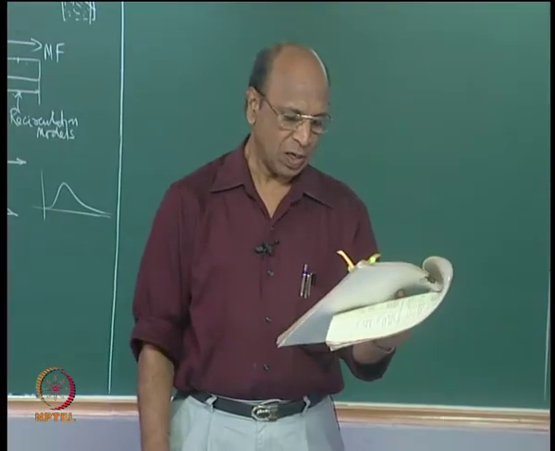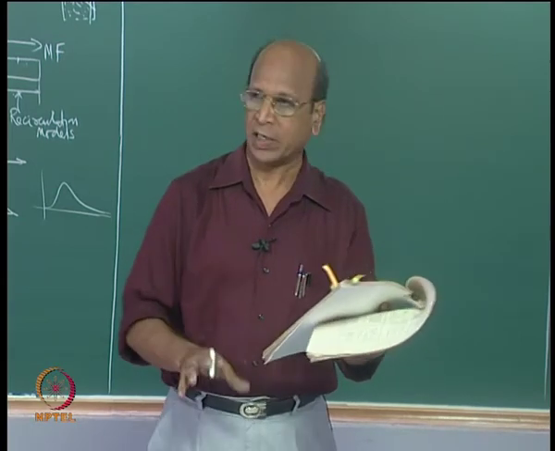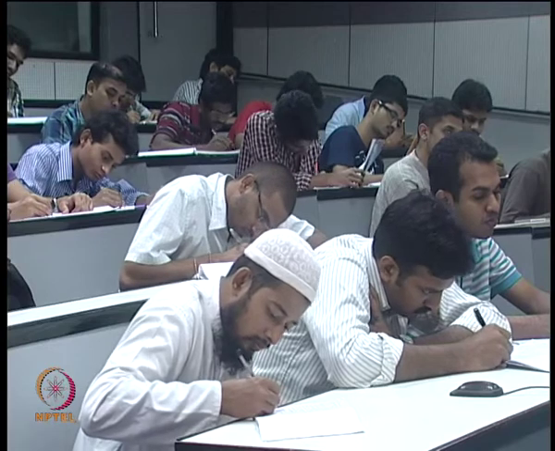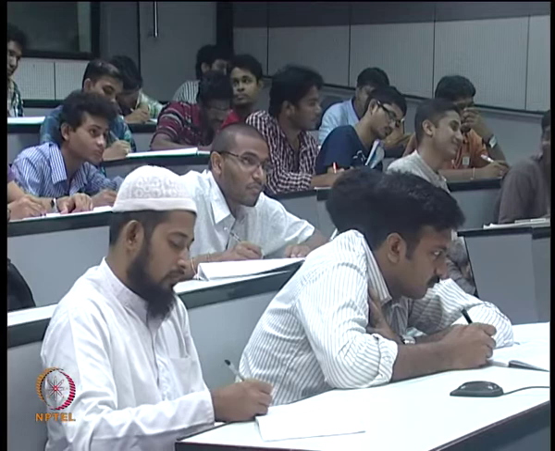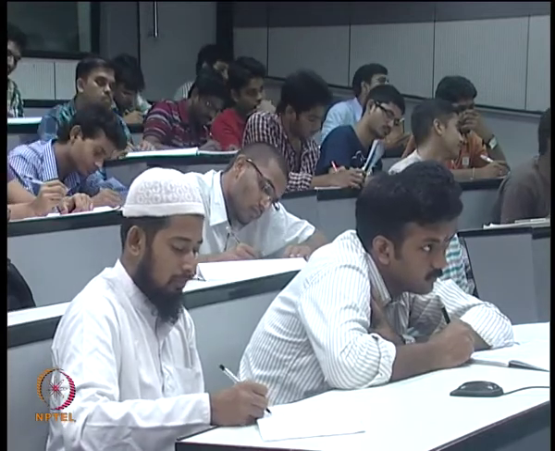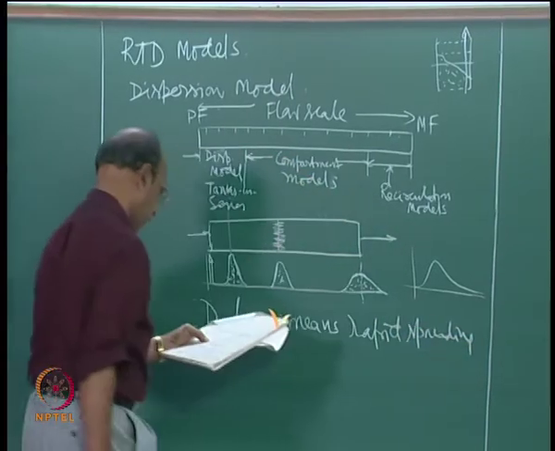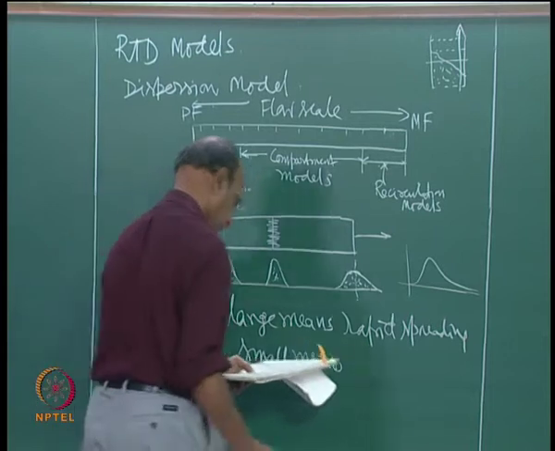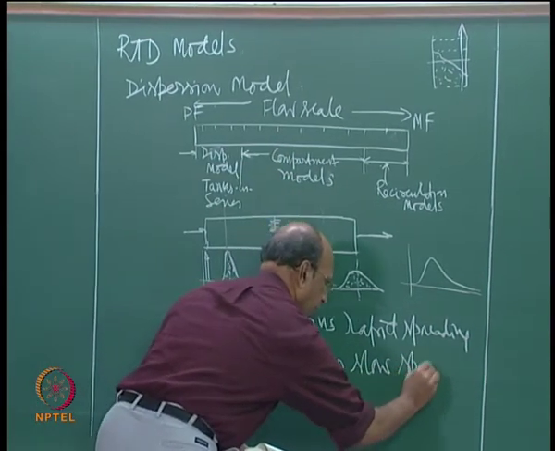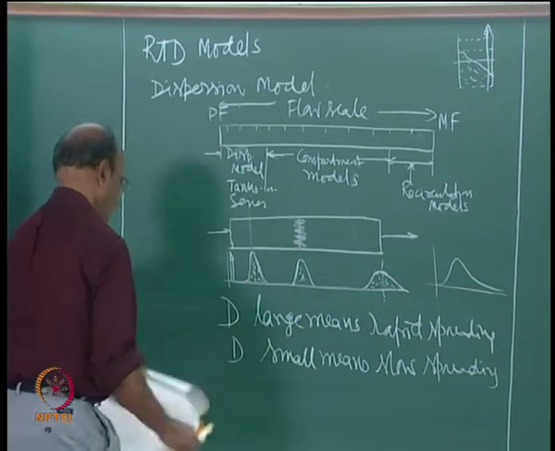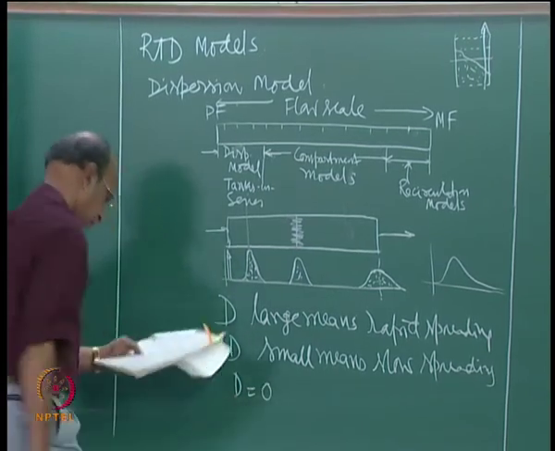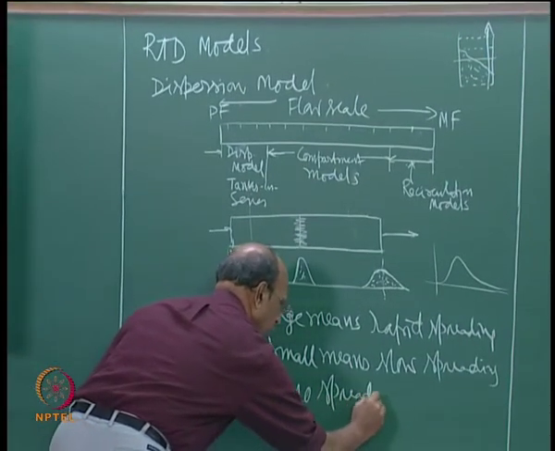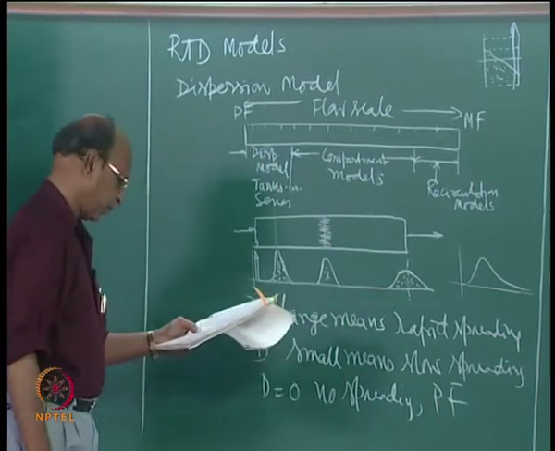The dispersion coefficient, or diffusion coefficient, or axial diffusion coefficient, capital D, represents the spreading process. D large means rapid spreading. Of course, D small means slow spreading. D equal to 0 means no spreading, plug flow. No spreading, PF.